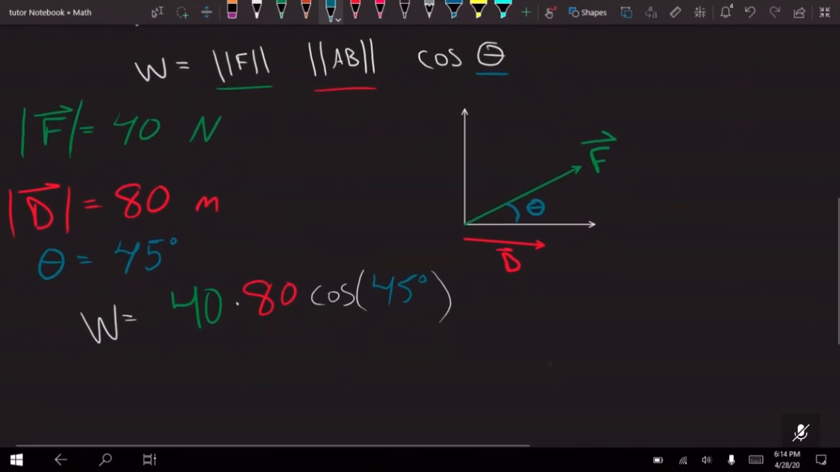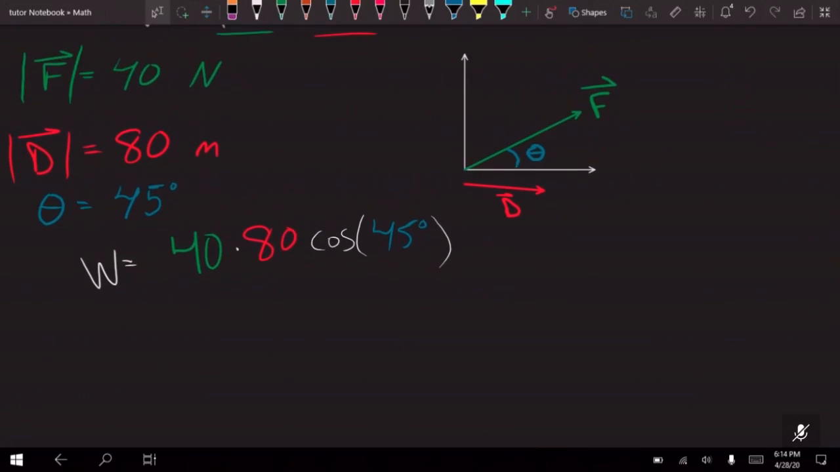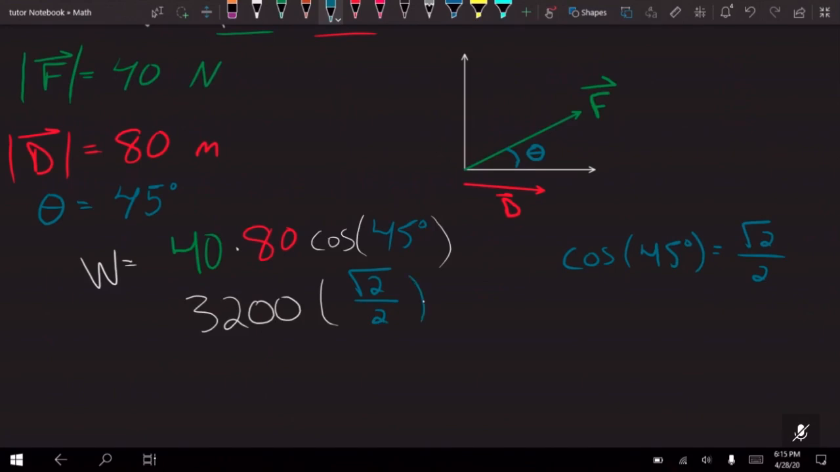Now 40 times 80 is going to be equal to 3,200, and the cosine of 45 is root 2 over 2. So we can simplify this by saying 3,200 times root 2 over 2, which we can then simplify to 1,600 times root 2.